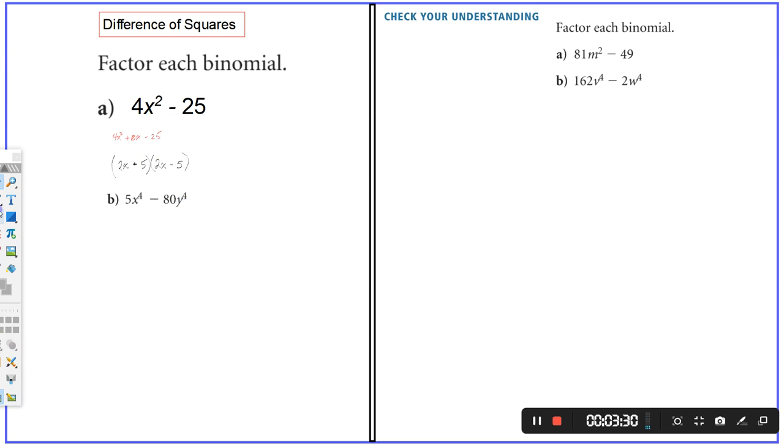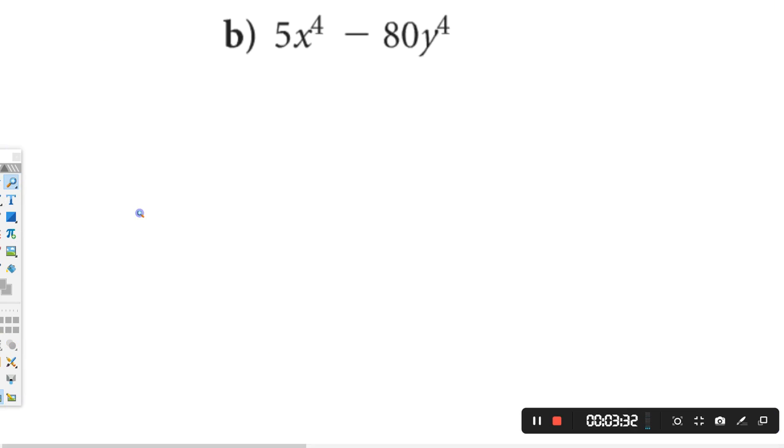All right, so at first glance, I see two terms, they're being subtracted, so I'm kind of thinking, is this a difference of squares example? But I am looking for that common factor every single time. So in this case, I see a 5 is going to be common to both, so I can factor out a 5. When I take a 5 out, what I'm left with is x exponent 4, take away 16y exponent 4.